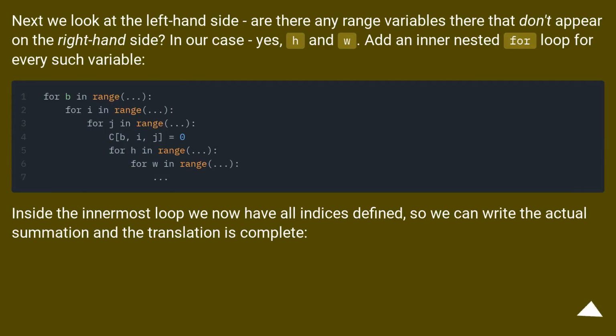Next we look at the left-hand side. Are there any range variables there that don't appear on the right-hand side? In our case, yes, H and W. Add an inner nested for loop for every such variable. Inside the innermost loop we now have all indices defined, so we can write the actual summation and the translation is complete.